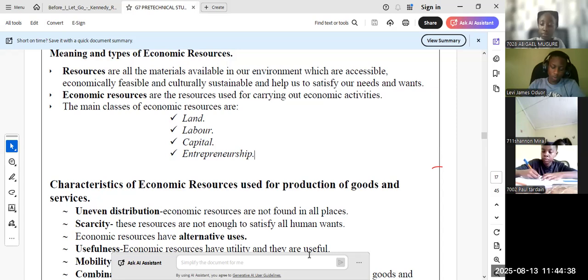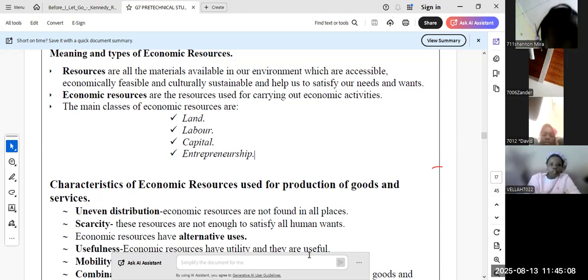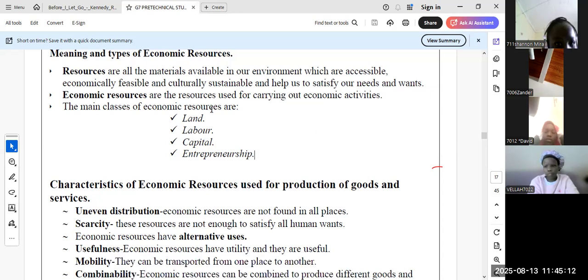Now, economic resources have alternative uses. That is another characteristic. Economic resources have alternative uses. Let's use, for example, land. What are some of the uses of land you know of? James Oduor? What are some of the uses of land you can mention? Yes, as an economic resource for production, we can use land for farming. Yeah, you can use land for farming.